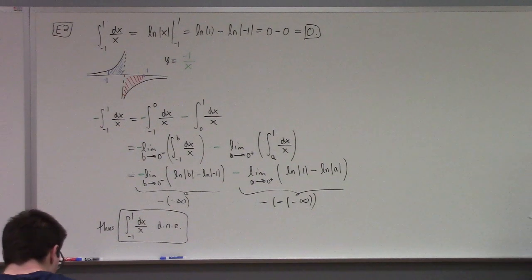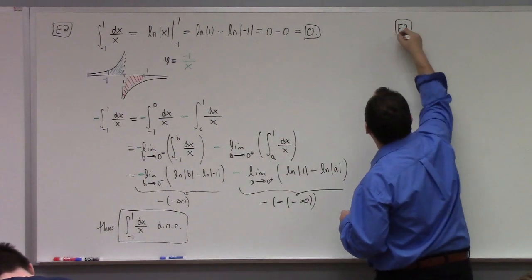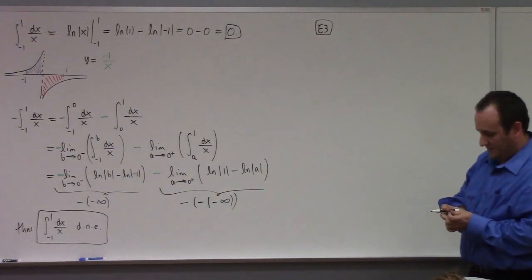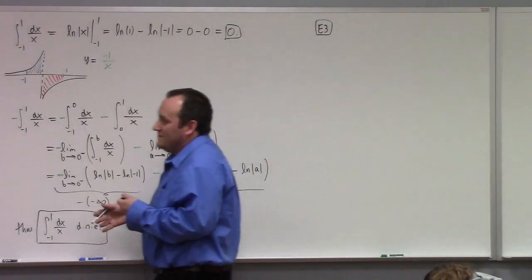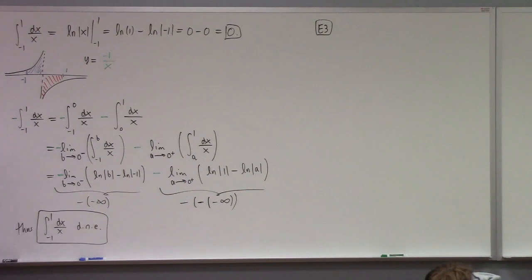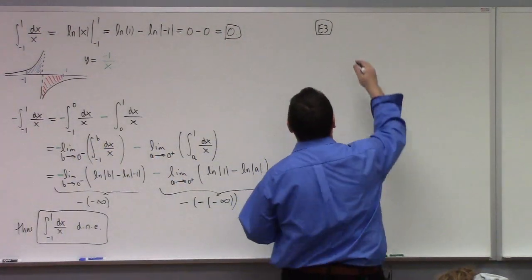Example 3. Example 3 is, I mean, these are a little bit subtle, right? You could easily miss that example 1 and example 2 were actually improper. If you're not paying attention, it would be easy enough to miss it, wouldn't it? Example 3, if you can't see that example 3 is improper, you're just not even paying any attention at all.